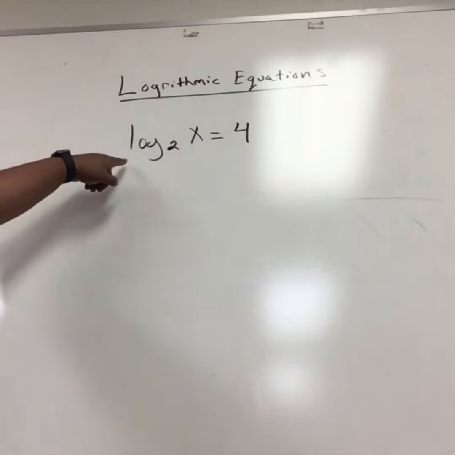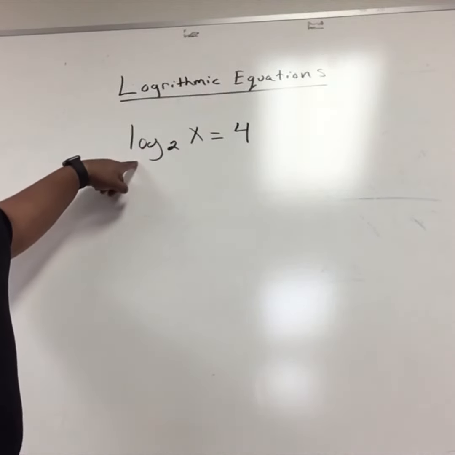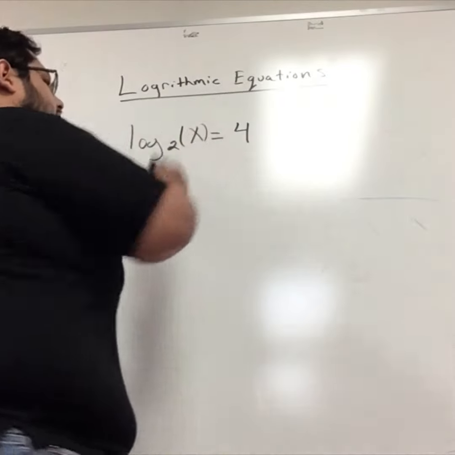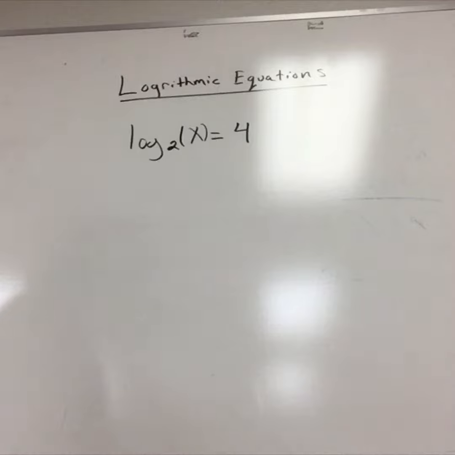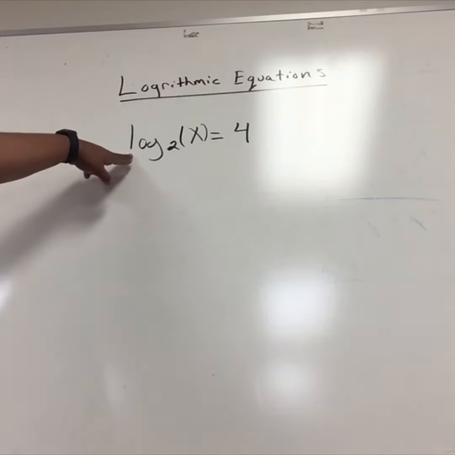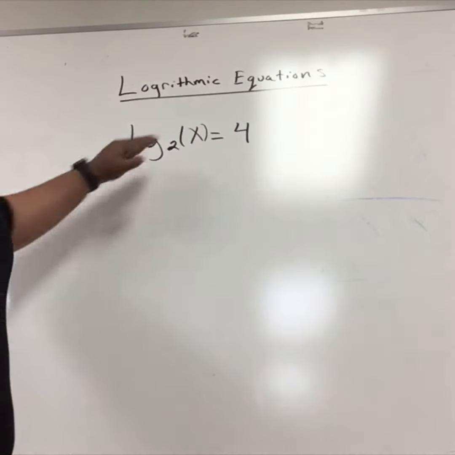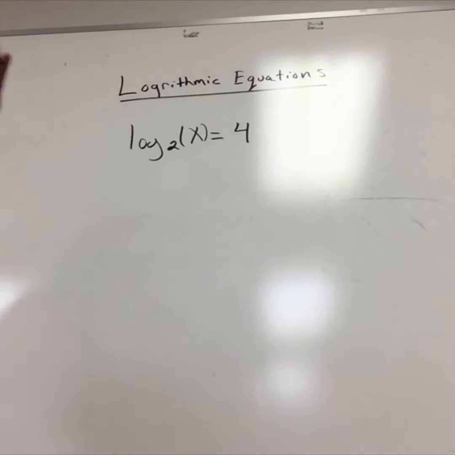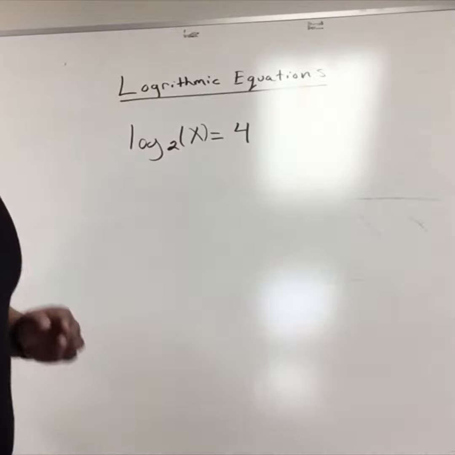So what we need to do is cancel out this log base 2 in order to access the x, because the x is actually bound with the log, so therefore we cannot touch it until we get rid of the log on the outside. Now, the way to get rid of a log base 2 is we are going to take both sides of the equation and they're going to become exponents. They're both going to have the same base.